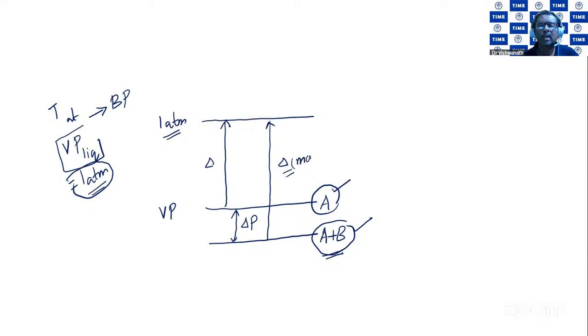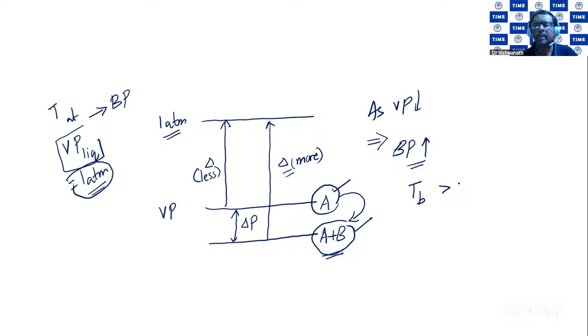So more heating is required for the solution, less heating is required for a solvent, and therefore there is an elevation in the boiling point. So boiling point increases as we move from A to A plus B. As the vapor pressure lowers, there is an elevation in the boiling point. I hope this is clear. So the solution will have greater boiling point than the solvent.